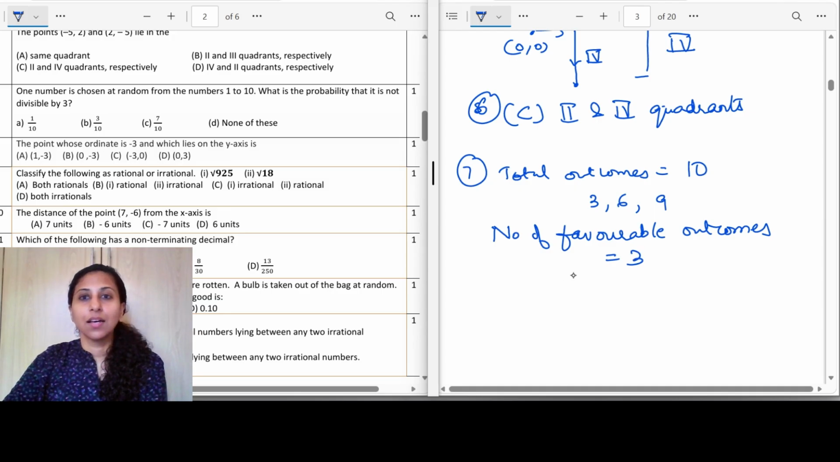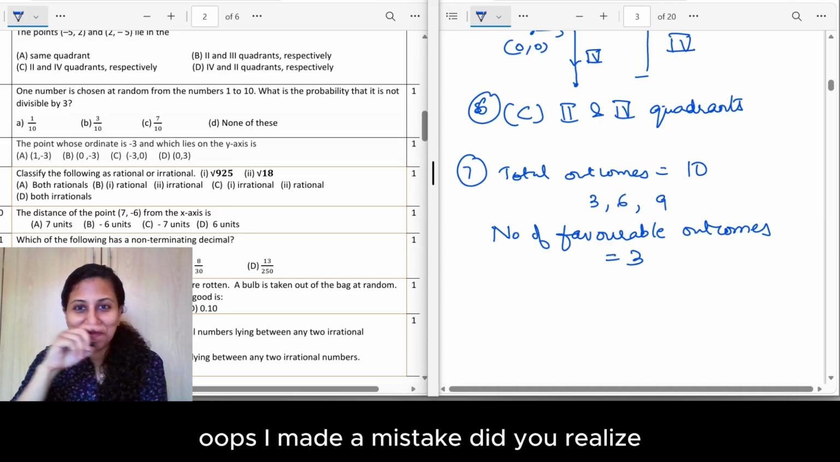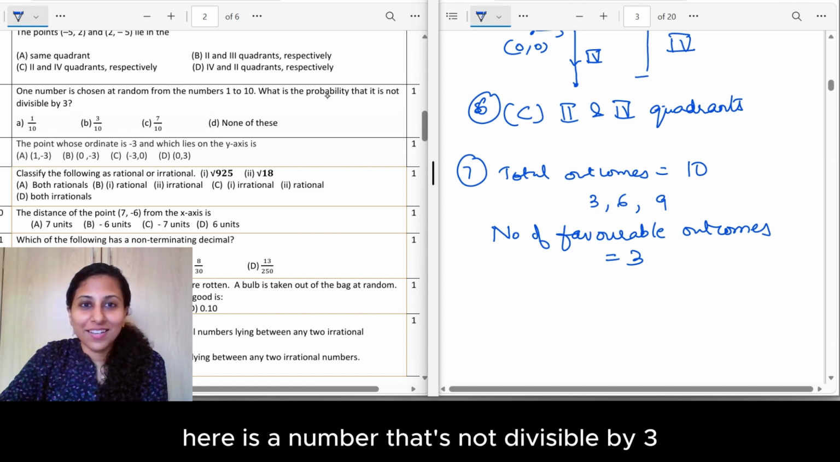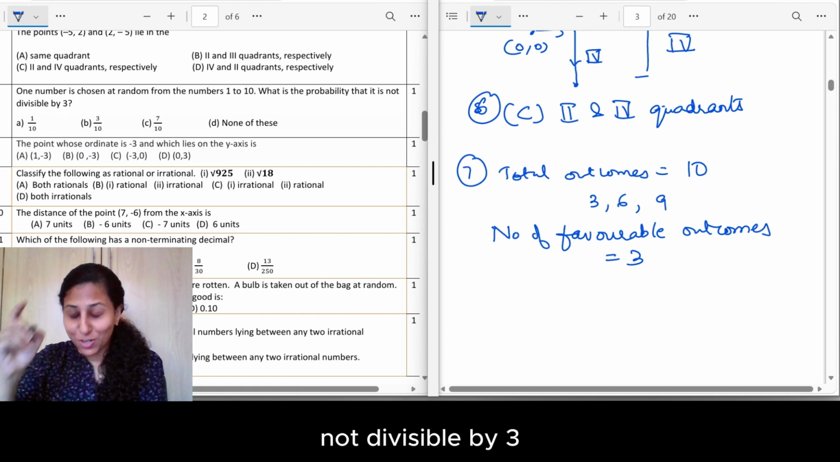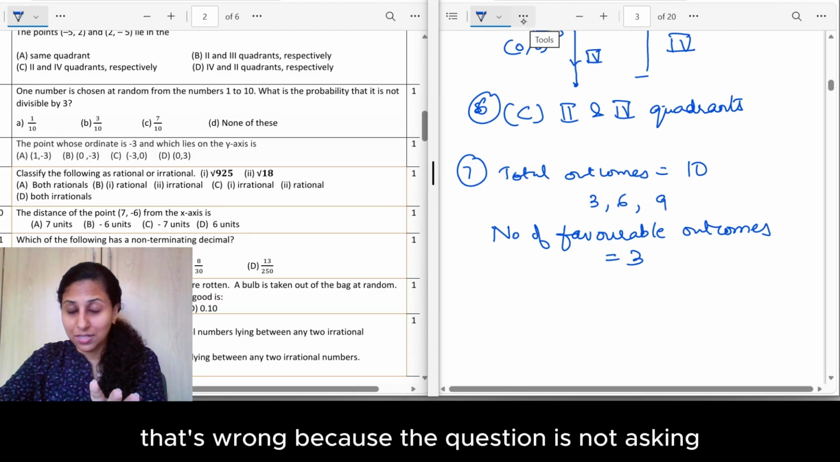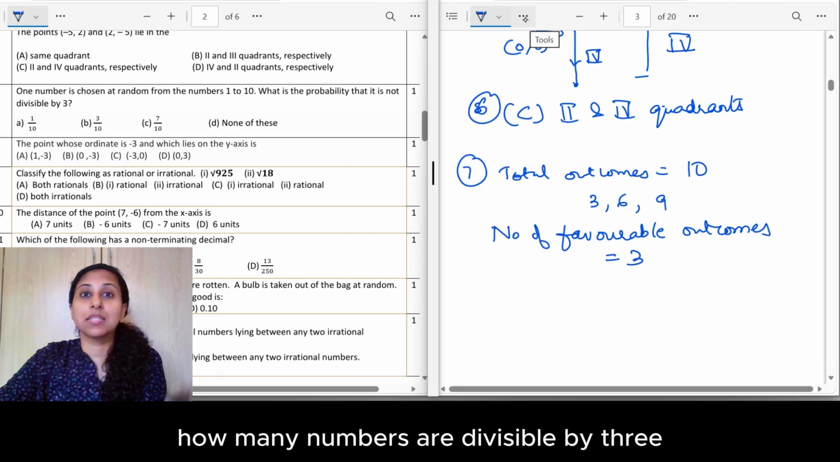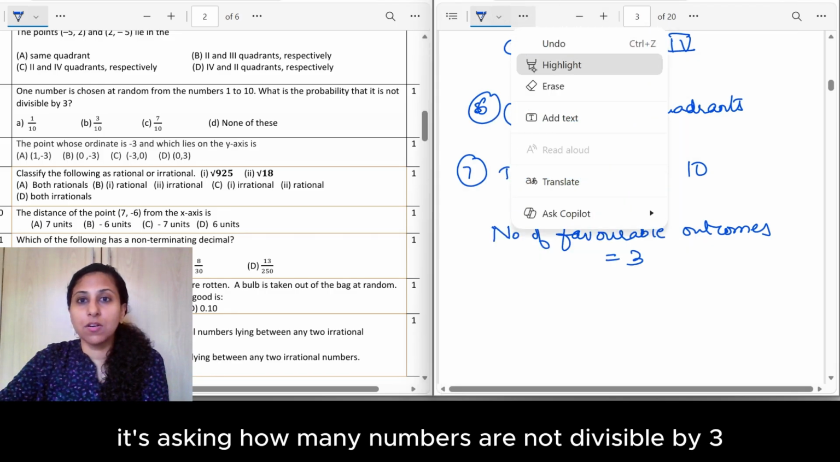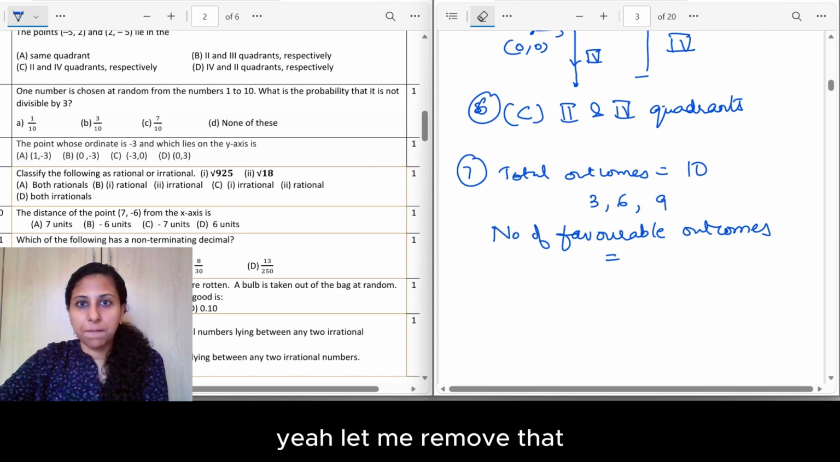Right? Oops, I made a mistake. Did you realize what's the mistake I made? The number of favorable outcomes here is a number that's not divisible by 3, not divisible by 3. I have put 3 as the number of favorable outcomes. That's wrong because the question is not asking how many numbers are divisible by 3. It's asking how many numbers are not divisible by 3. Yeah, let me remove that.